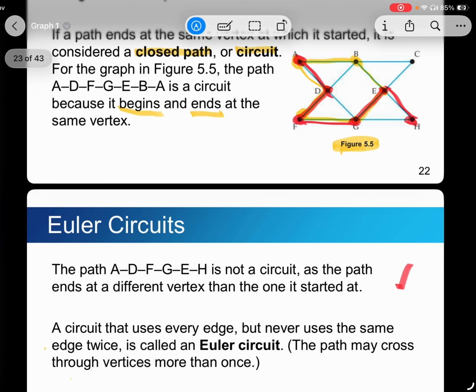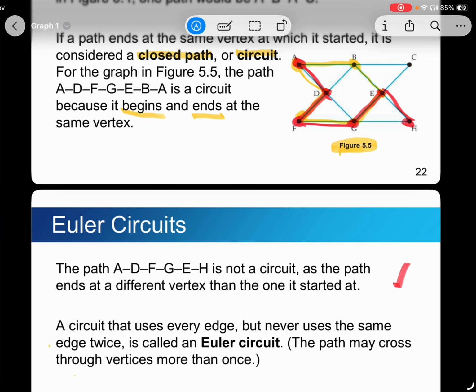So a circuit that uses every edge, here is the key word, every edge, but never uses the same edge twice, is called an Euler circuit. The path may cross through vertices more than once. So the vertices are these dots, but then our edges are these. Okay, take a look.